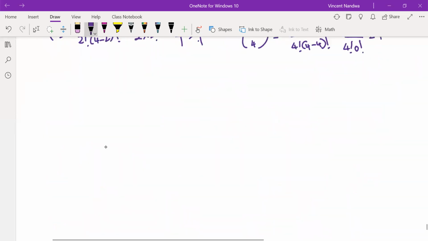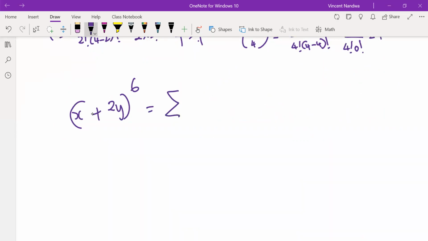Next, we have to expand (x plus 2y) power 6. So here, this will be the same as the summation r from 0 to 6, 6 combination r, x power 6 minus r, times (2y) power r.